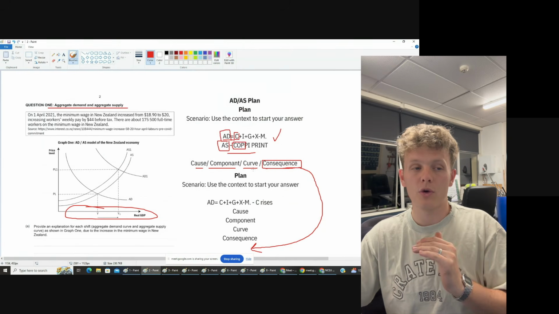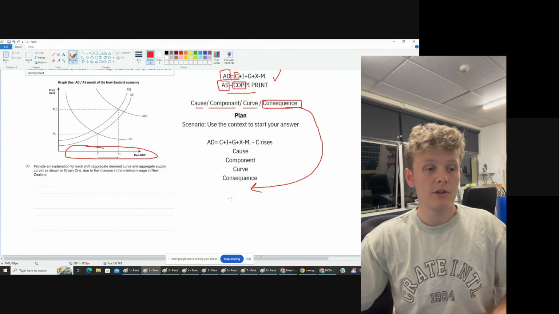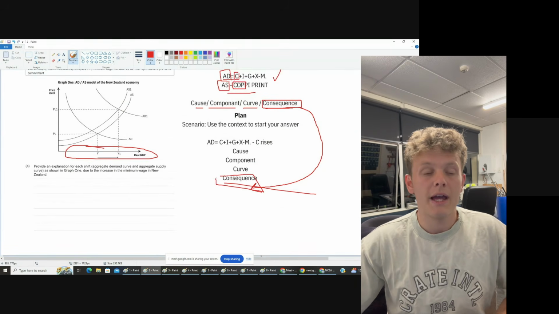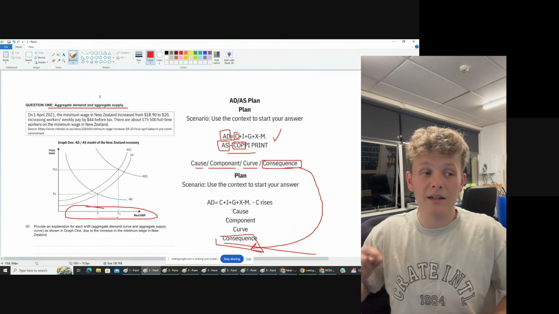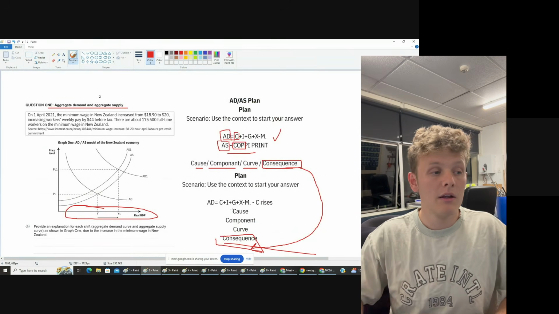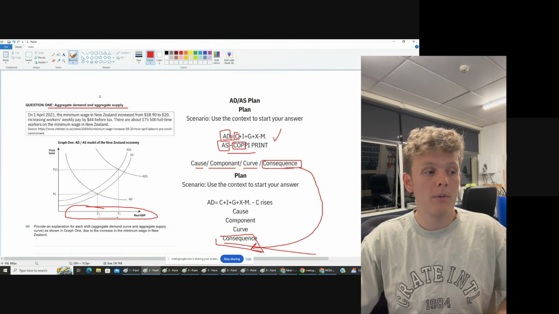Then we can talk about consequence, but we need to bring back that part from AD and down here as well. So my consequence is going to be a double header and say because, or both shifts in AD and AS combine to increase economic growth by shifting Y to Y1.